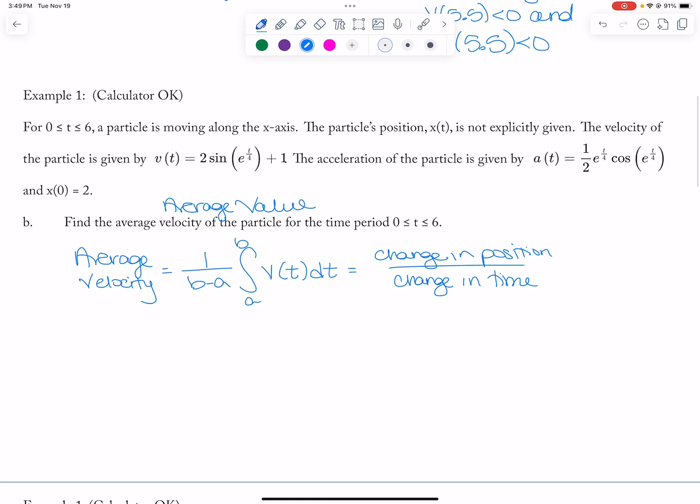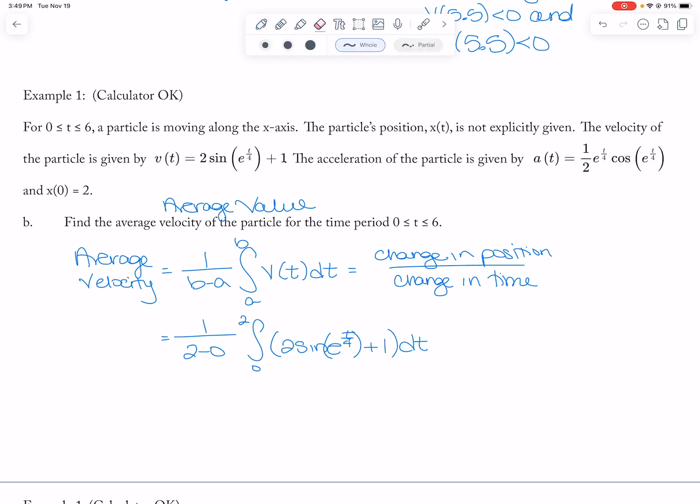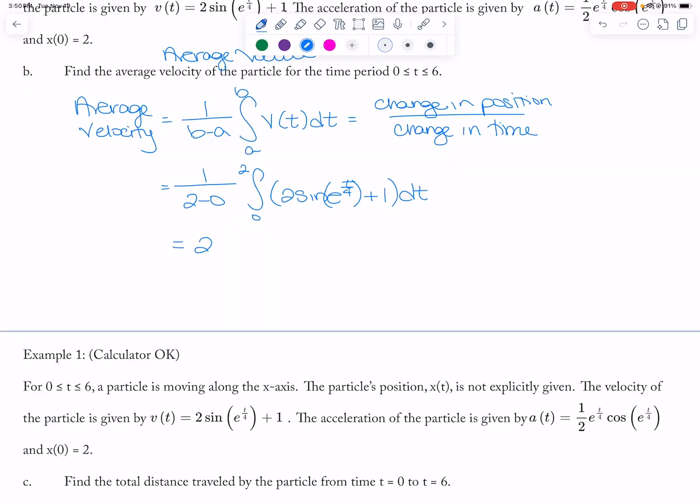So when I want to do average velocity, I'm going to do 1 over 2 minus 0, antiderivative from 0 to 2, of my velocity equation, which is 2 sine e to the t over 4 plus 1 dt. And I'm going to go ahead and plug that into the calculator to calculate my average value. And now what I get when I plug it into the calculator is 2.892.